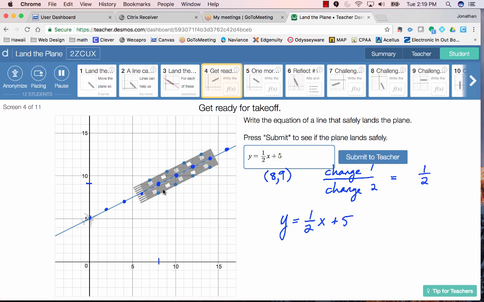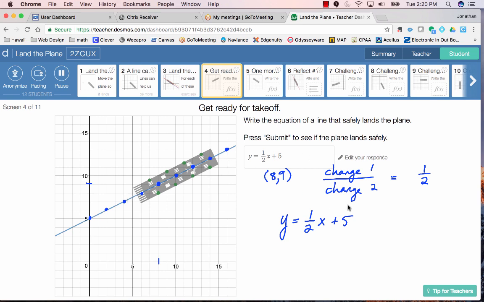It made a nice line for me, so we can actually see that line looks pretty good. Let's submit it. Let's land the plane. And my plane is good. So this is what you're going to do. It's just going to get you thinking about slopes, get you thinking about linear equations, writing functions.